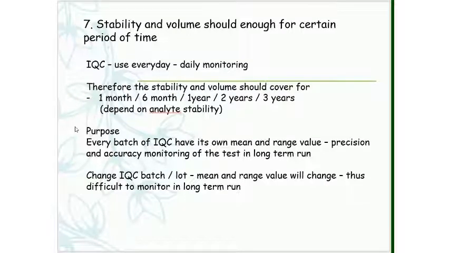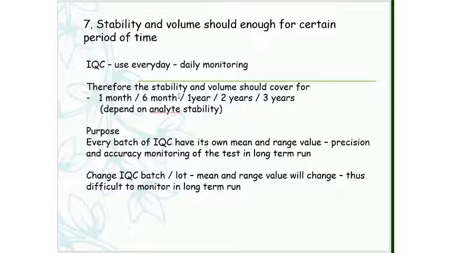Number 7, stability and volume should be enough for a certain period of time, because QC we need to use every day, and it is for daily monitoring of the test system. Therefore, the stability and volume should cover at least 1 month. Maybe for hematology, it can only cover 1 month; otherwise 6 months, 1 year, 2 years, or if we are lucky enough, maybe up to 3 years. And it all depends on the analyte stability.